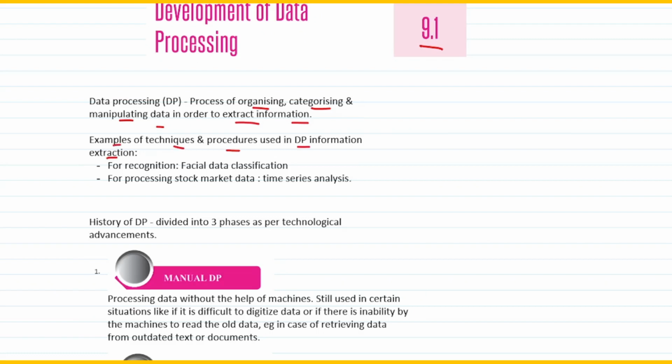Now, what are the various examples of techniques and procedures used in data processing information extraction? Now, these are the examples. First one is recognition. Now, how do you do recognition? Recognition can be done through facial data classification, as in, you show your face and the data is processed. For example, you would have seen when you walk into some of the offices, the punching machine generally has facial data recognition. You can even see the mobiles nowadays which have a face reading mechanism. So that is basically a kind of data processing only.